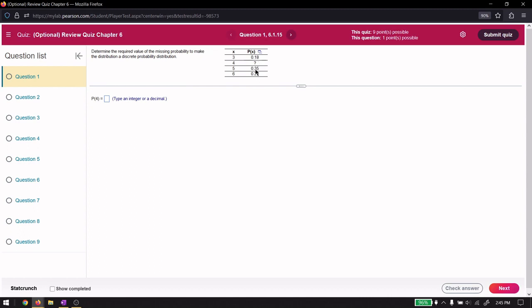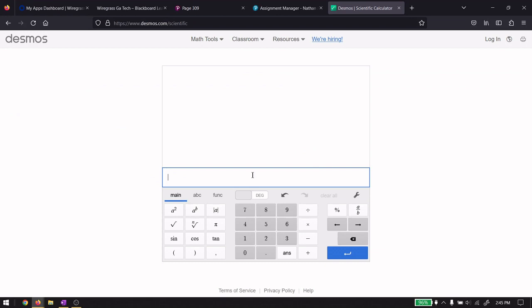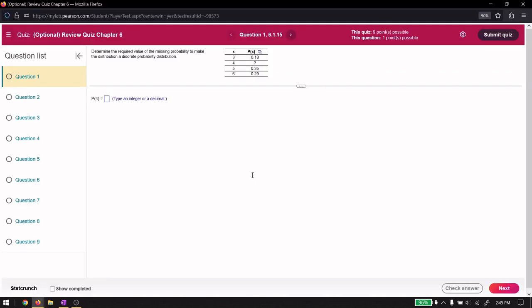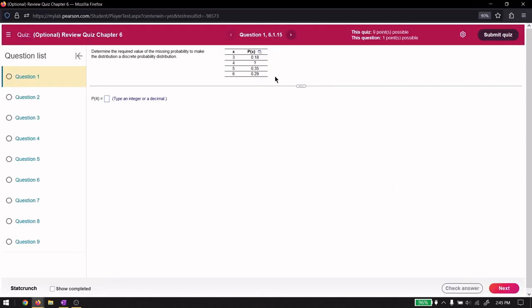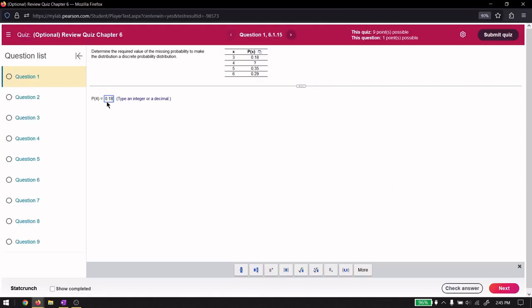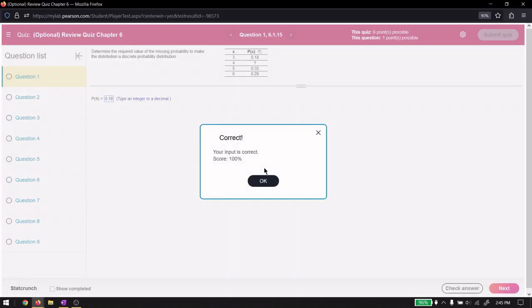So we have 0.18, 0.35, 0.29. Let's go to a calculator. 0.35 and 0.29. We have 0.82 as the total so far. So what we're missing is 0.18. That will give us a probability of 1. So 0.18 is our answer. Check that. And that's correct.